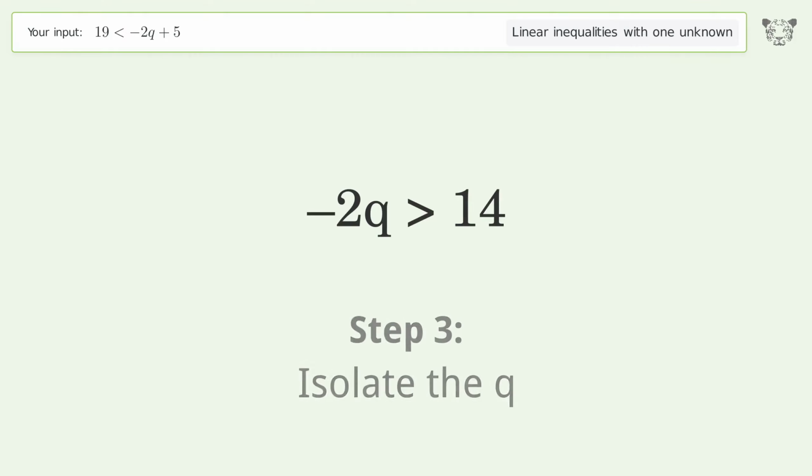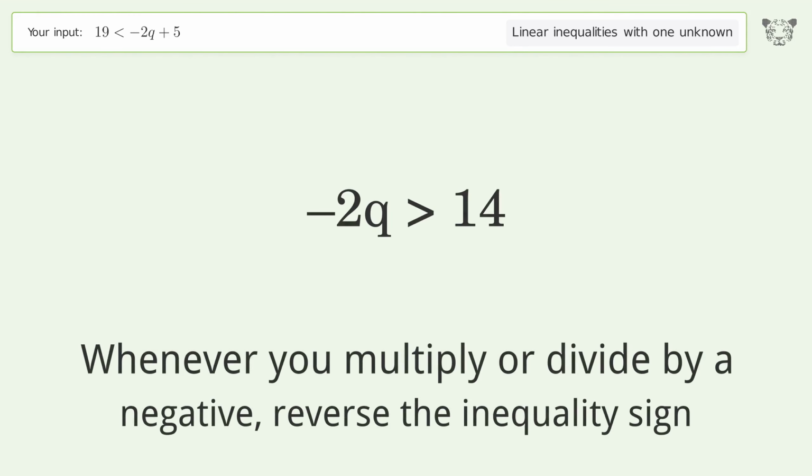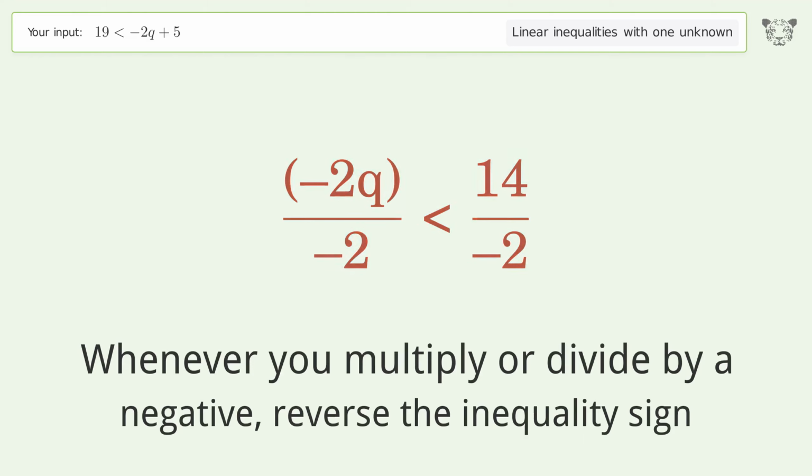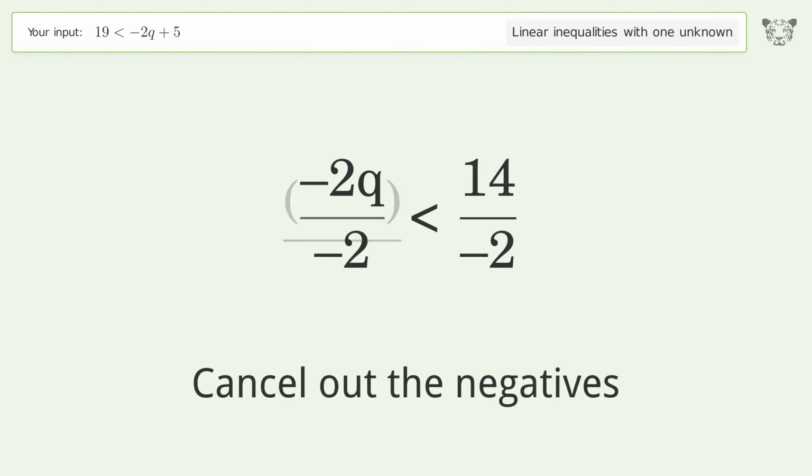Isolate the q. Divide both sides by -2. Whenever you multiply or divide by a negative, reverse the inequality sign. Cancel out the negatives.